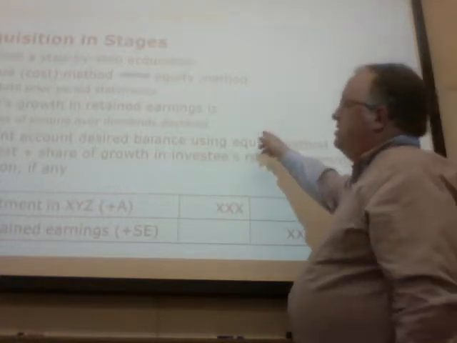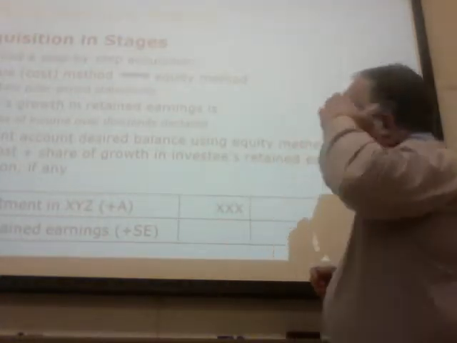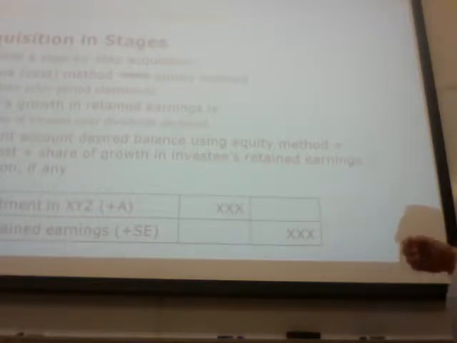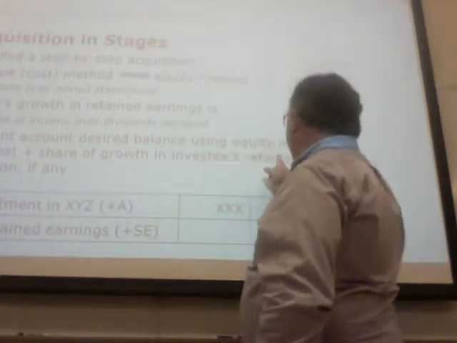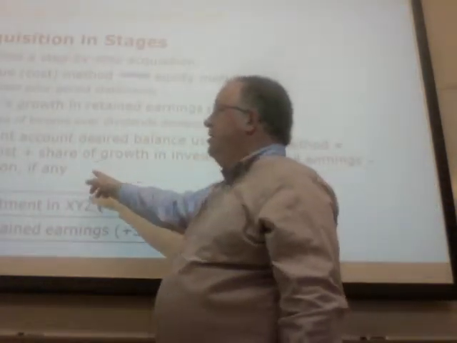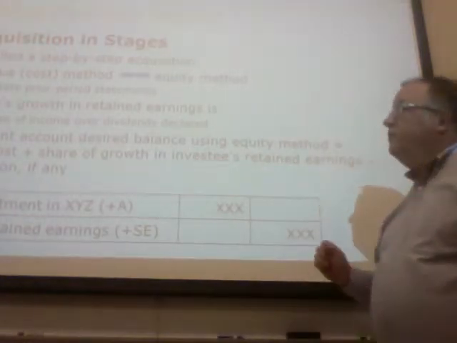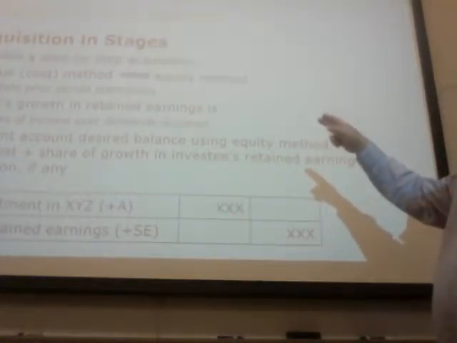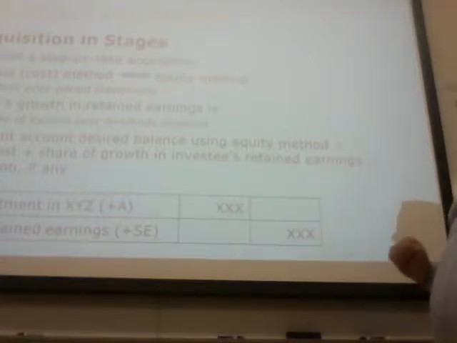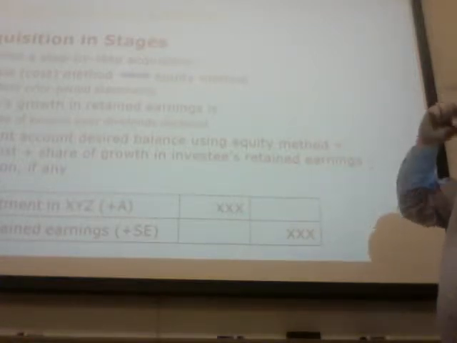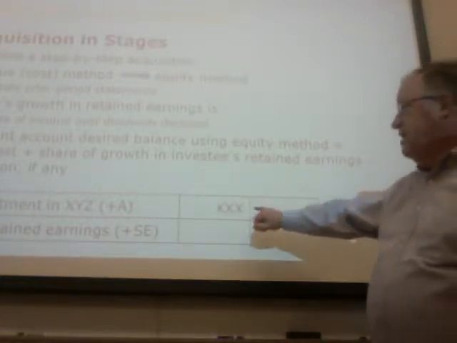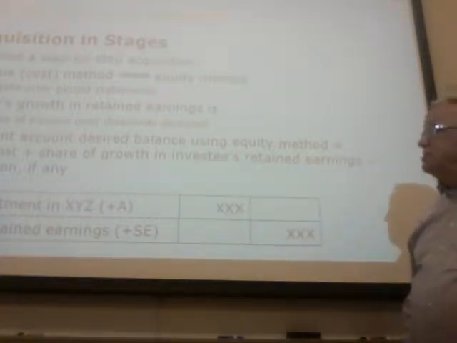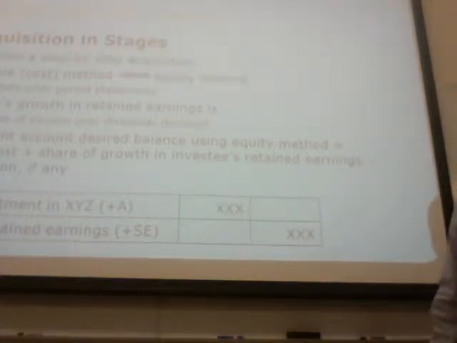Investees' growth in retained earnings is the excess of income over dividends declared. The investment account's desired balance using the equity method equals original cost plus share of growth in the investee's retained earnings and amortization, if any. So we're going to treat that as if we're going to restate prior period statements, and we're basically going to redo our fair value cost method accounting before we took that additional step. So the way it's going to be accounted for is to debit the investment to increase it, and credit retained earnings. How far back would you restate? Back to your original acquisition.